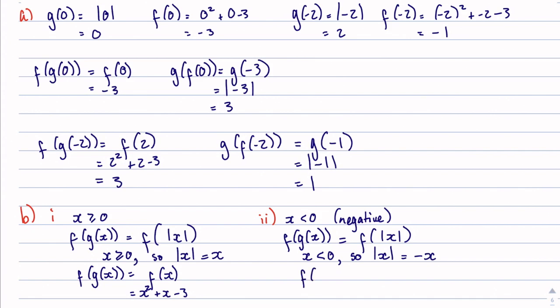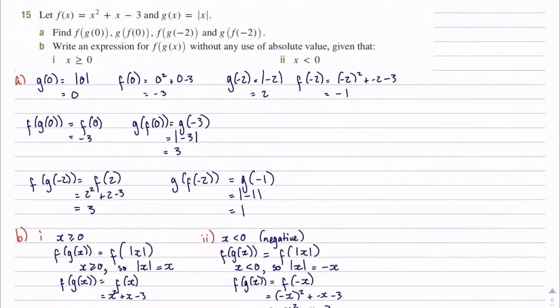So f of g of x then is the same as f of negative x. So here we have negative x squared plus negative x take 3. So we've got negative x squared is just x squared take x take 3. And that's question 15.